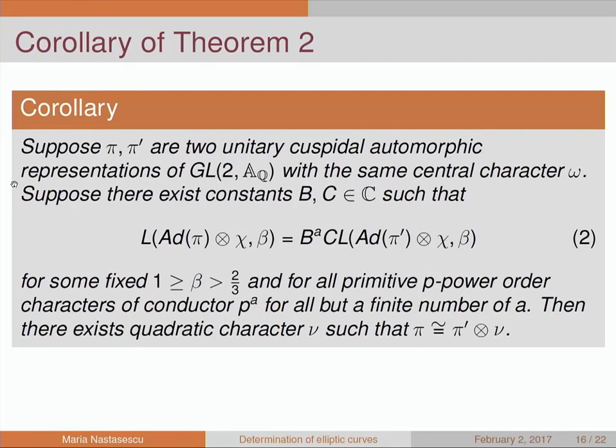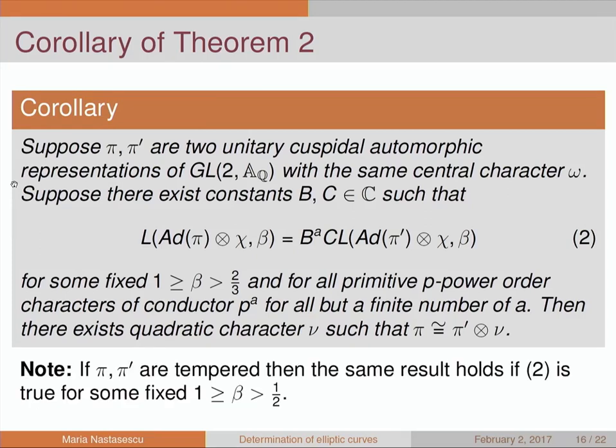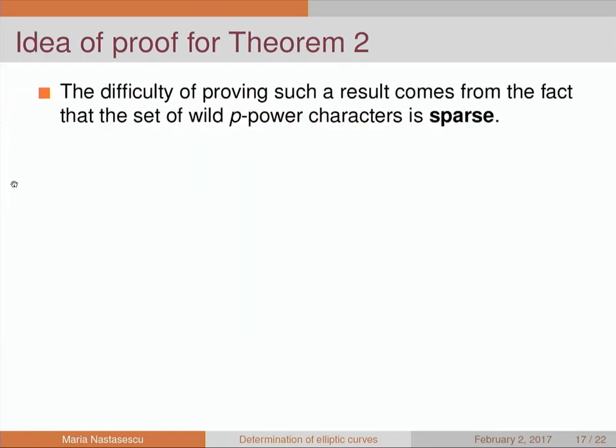So a consequence of this is that if pi and pi prime are cuspidal automorphic representations of GL2, then I have such an equality between the L functions of the adjoint of pi and the adjoint of pi prime for beta in the same intervals, I get that pi is isomorphic to pi prime up to a quadratic twist. Again, I can do better if pi and pi prime are both tempered. So let me just mention something about the proof.